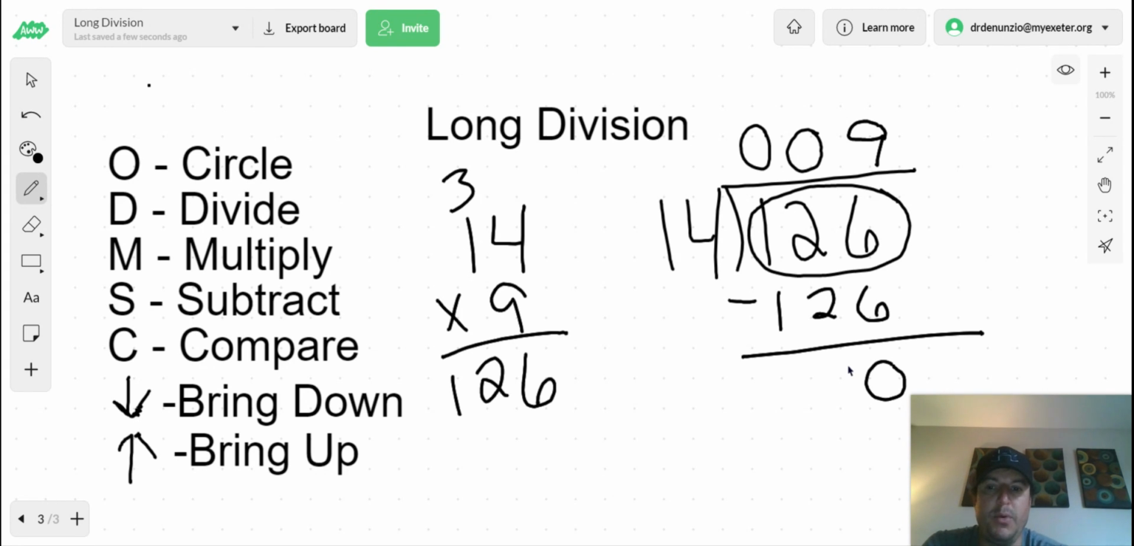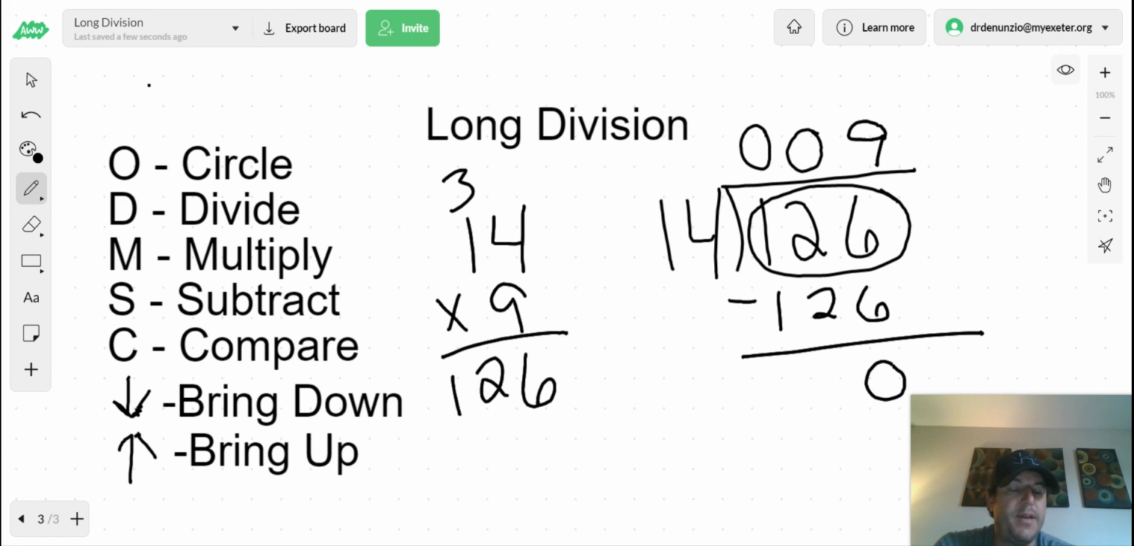So the next step would be the compare. Because it's a 0, this is going to sound a little weird, but again, if you pretended that you got a 2 or something, you would ask yourself, is this number that I got when I subtracted less than this number, the number we started with?